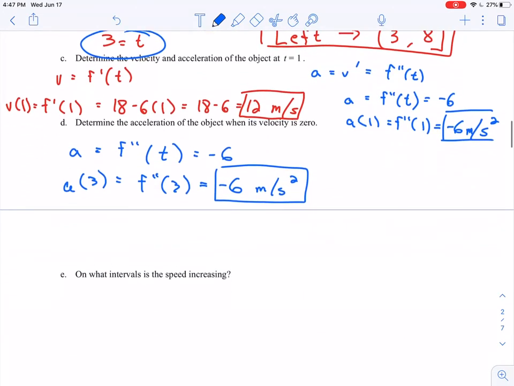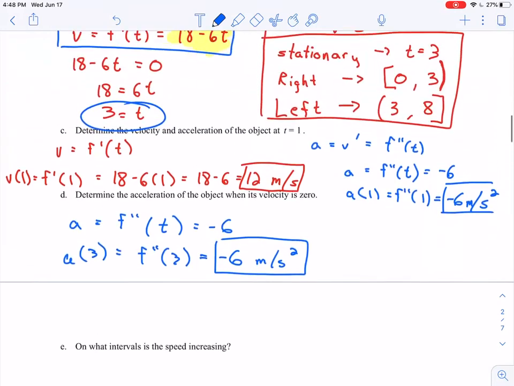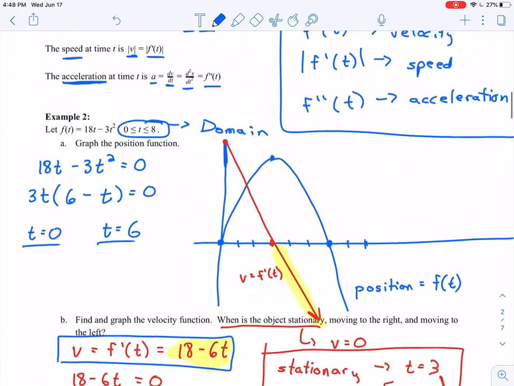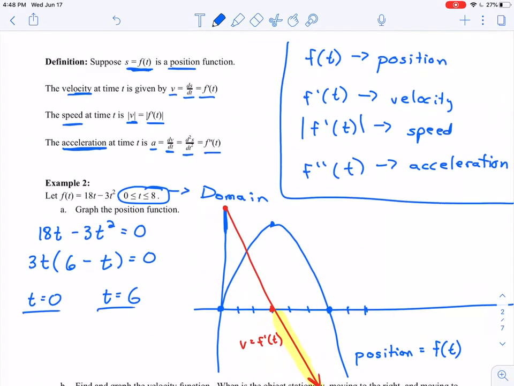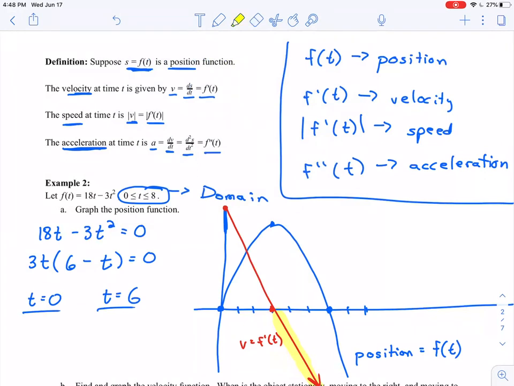Last part of this, we've talked about position, we've talked about velocity, we talked about acceleration. Let's talk about speed next. On what intervals is the speed increasing? So let's go back up. Remember the relationship between speed and velocity. If f prime is velocity, absolute value of f prime is the speed, right? Just take your velocity, make it positive, then you've got speed.